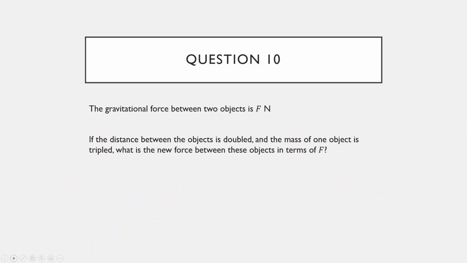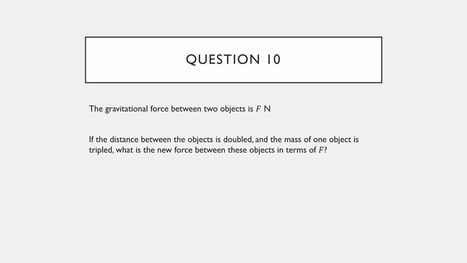Okay, last question for this video. It says the gravitational force between two objects is F newtons. If the distance between the objects is doubled and the mass of one object is tripled, what is the new force between these objects in terms of F?